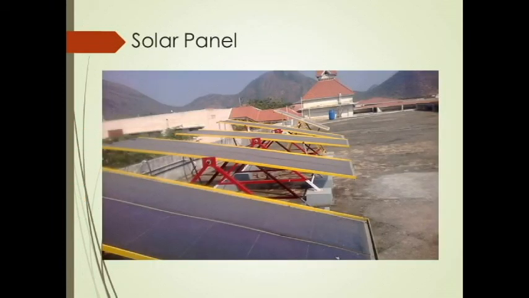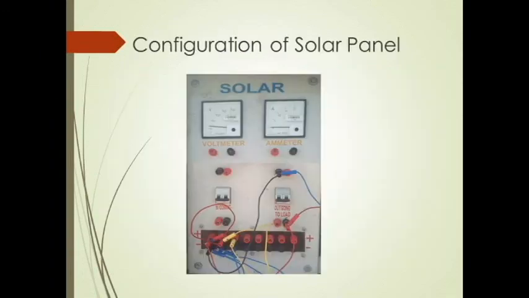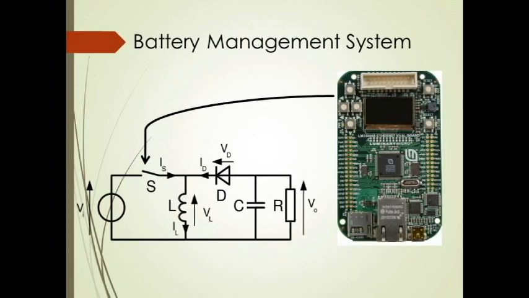We've used two of these panels connected in parallel to provide high charging current. This depicts the parallel connection made. As mentioned earlier, control of the buck-boost converter plays a major role in the battery management system. Schematic diagram of a buck-boost converter is shown here. The values of inductor and capacitor are designed considering the battery rating.